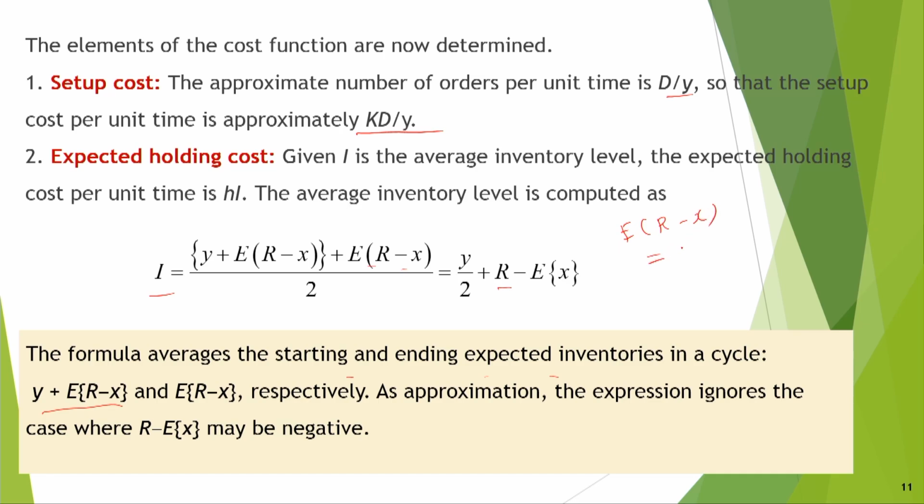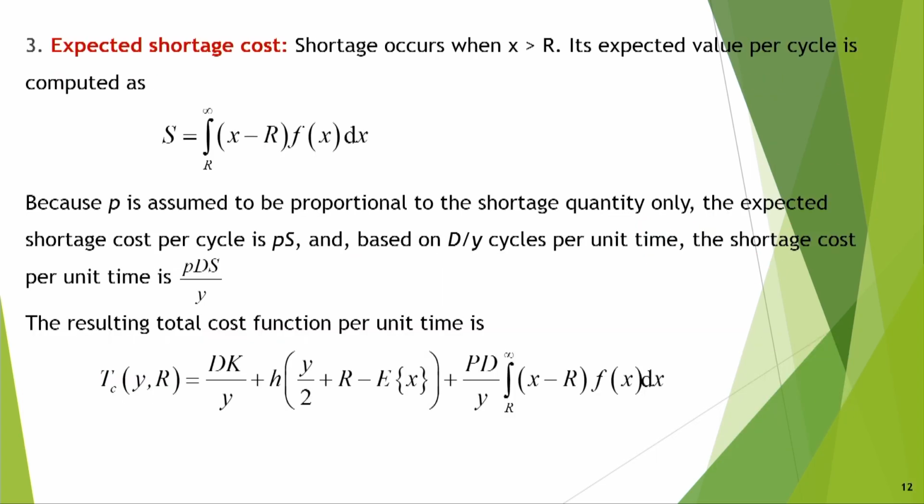So it becomes Y by 2 plus R minus E(X), because E(R minus X) can be written as E of R minus E of X, and this is constant only. The expected value of R is R only, and this is basically X. So you put R minus E(X) as an approximation. The expression ignores the case where R minus E(X) may be negative, so it is assumed that R minus E(X) is positive only.